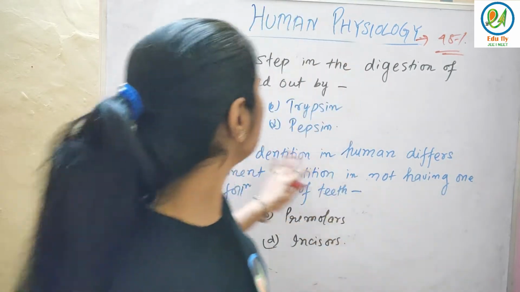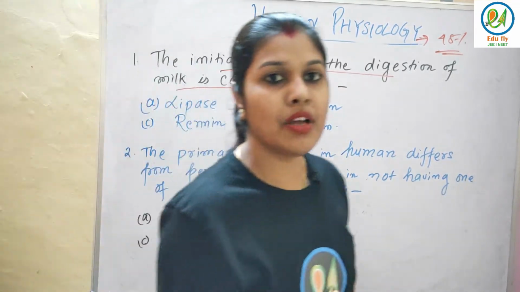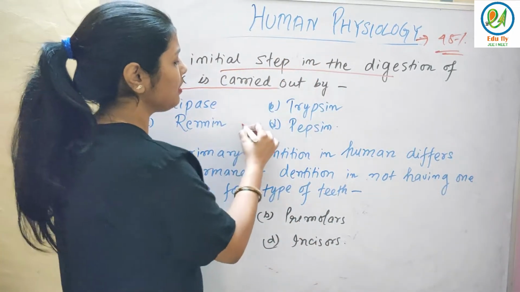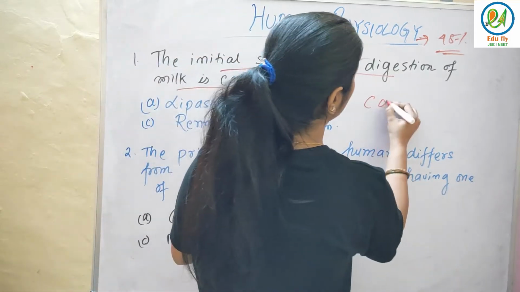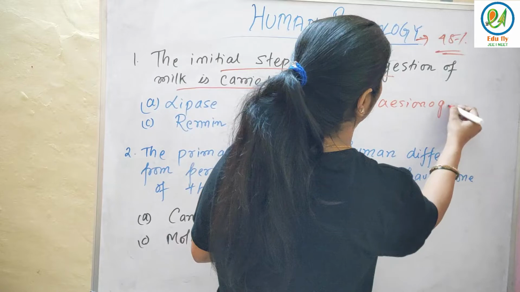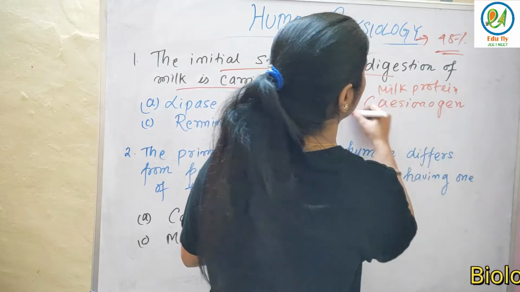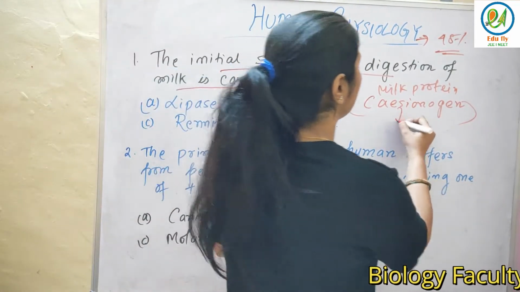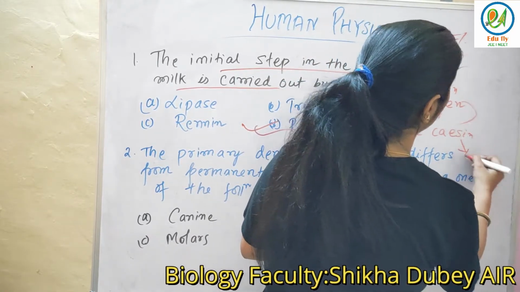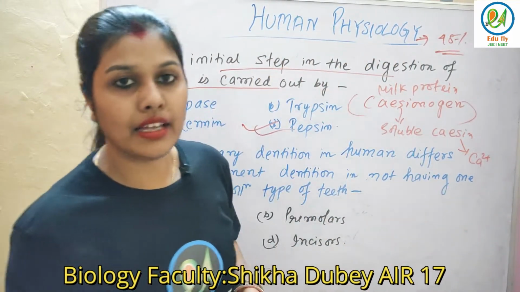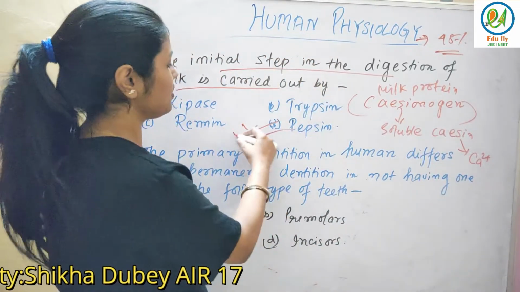So see, first question is, the initial step in the digestion of milk is carried out by. Initial step, how the milk is digested. Very important. See, pepsin. What does pepsin do? Pepsin will act on milk protein caseinogen. Milk protein is caseinogen, and that will form soluble casein. And this will combine with calcium ions, and that helps in the digestion of milk. So your option is pepsin.